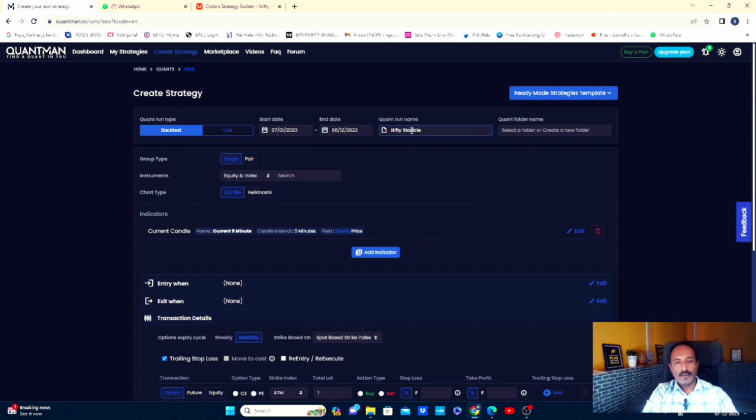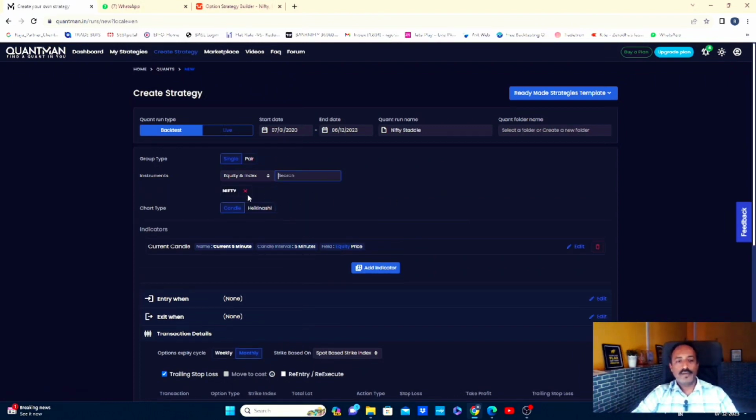We can name this straddle as Nifty straddle, right? And here, once you come to group type, let us keep it single, and you have to choose an instrument, as we are choosing Nifty today. So let's go with the Nifty, add the Nifty here. It will come and stick on here.